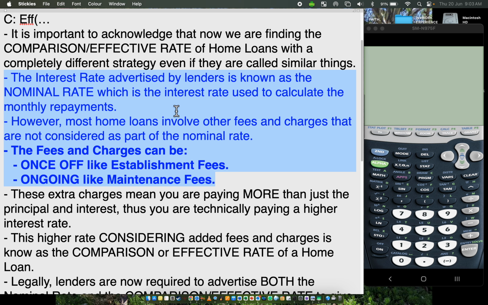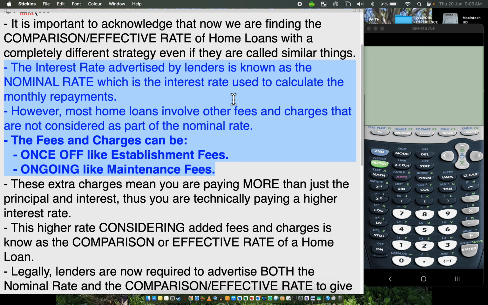The interest rate that you see advertised by lenders is known as the nominal rate. That's what they say the interest rate is to work out what the monthly repayments are. Unfortunately, including my home loan, most home loans have other fees and charges that aren't considered as part of the nominal rate. These include once-off fees, like establishment fees to get the loan going, and other fees like maintenance fees, which are ongoing. So they happen every month, every week, that sort of thing.